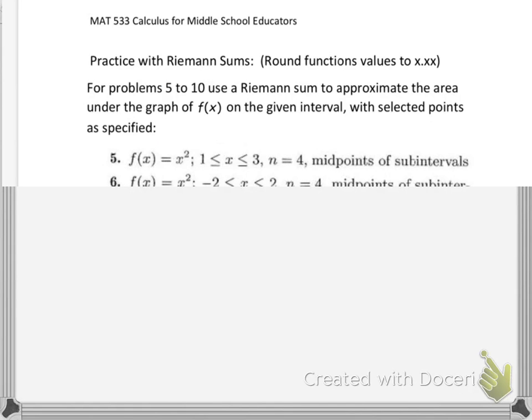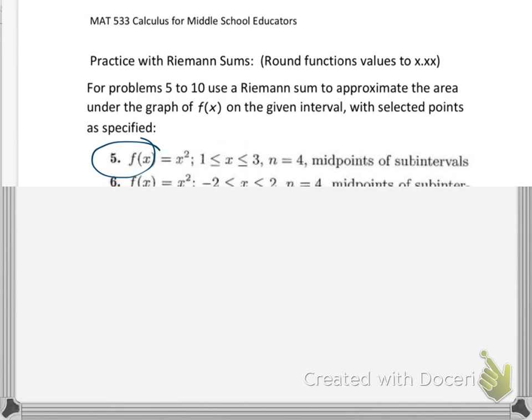Okay, so what we're going to do is some practice with Riemann sums. So I'm going to leave most of this for you to do since I've shown you some examples. So for problems 5 to 10, we're going to use the Riemann sum to approximate the area under the graph of f of x on a given interval with selected points as specified. So let me give you some hints for 5. We're going to look at 5 down here.